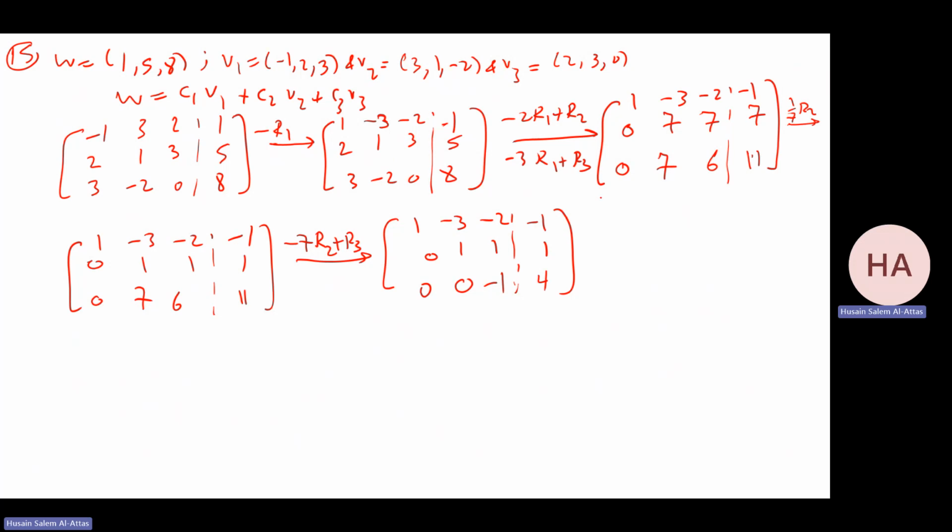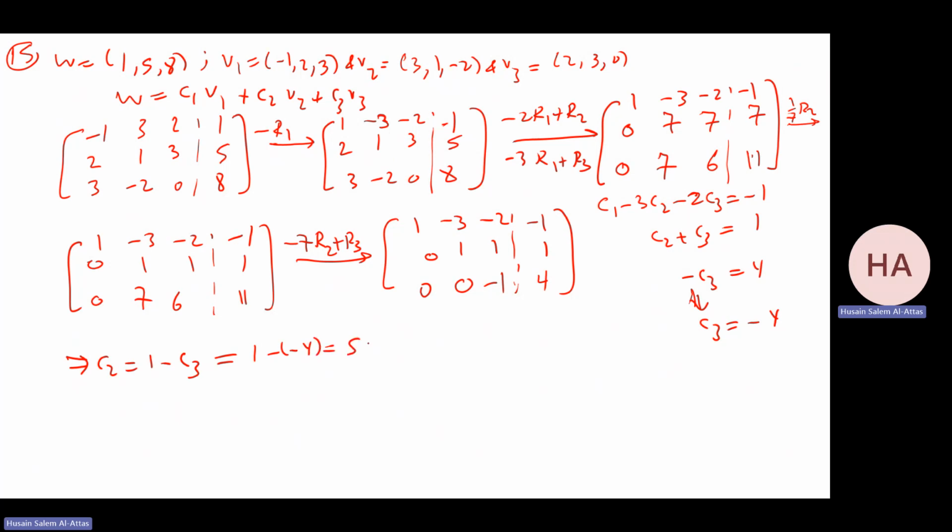So I have these equations: C1 minus 3 C2 minus 2 C3 equals minus 1, and C2 plus C3 equals 1, and minus C3 equals 4. From this one, I'm getting C3 equals minus 4. That implies C2 is 1 minus C3, which is 1 minus minus 4, that will be 5. And C1 will be minus 1 plus 3 C2 plus 2 C3. That will be minus 1. 3 C2 is what? C2 is 5, plus 15. 2 C3, that will be minus 8.